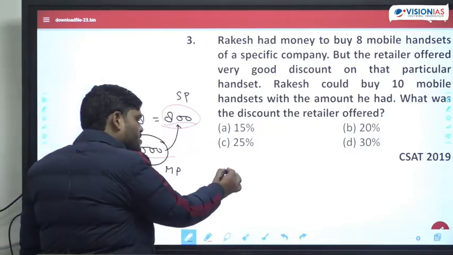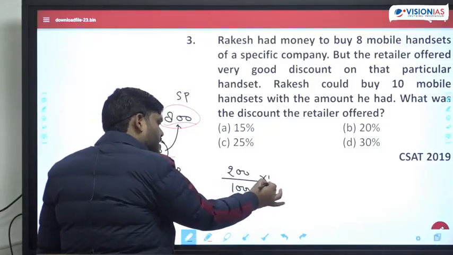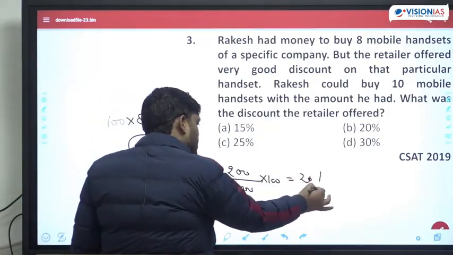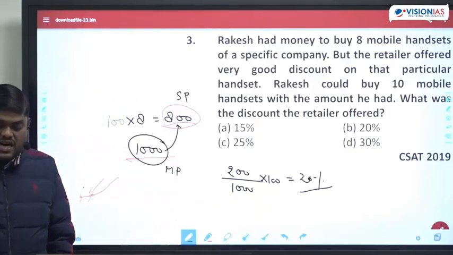So what is the discount? Discount of 200 rupees out of 1000 into 100. That means 20% is the correct answer.